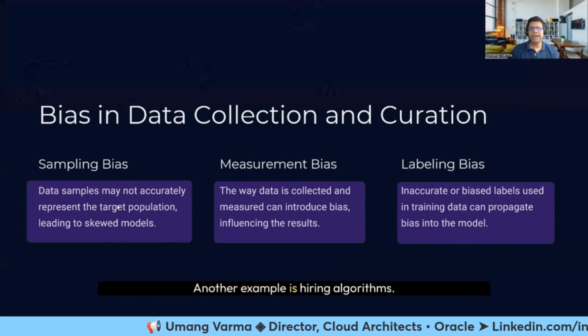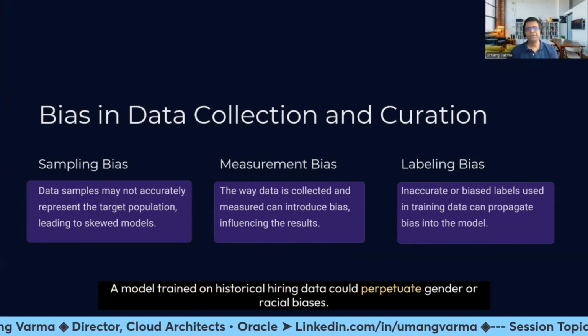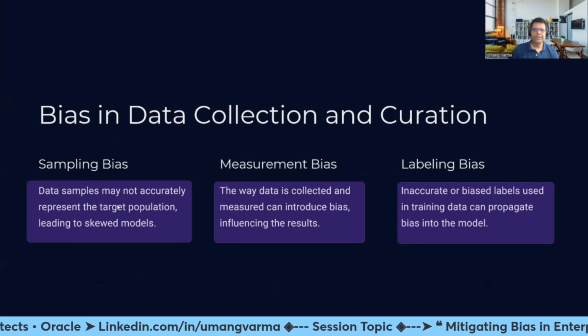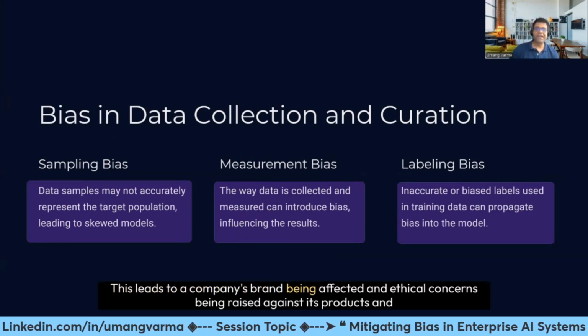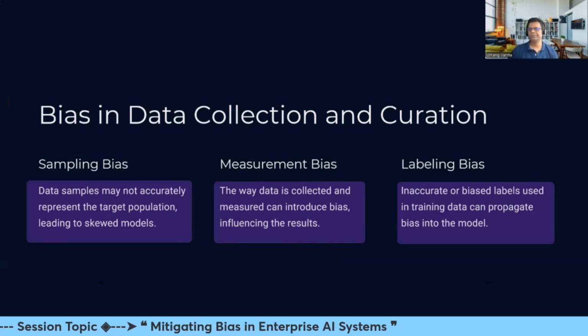Another example is hiring algorithms, right? A model trained on historical hiring data could perpetuate gender or racial biases. The past data itself is biased. Now, this leads to a company's brand being affected and ethical concerns being raised against its products and services.